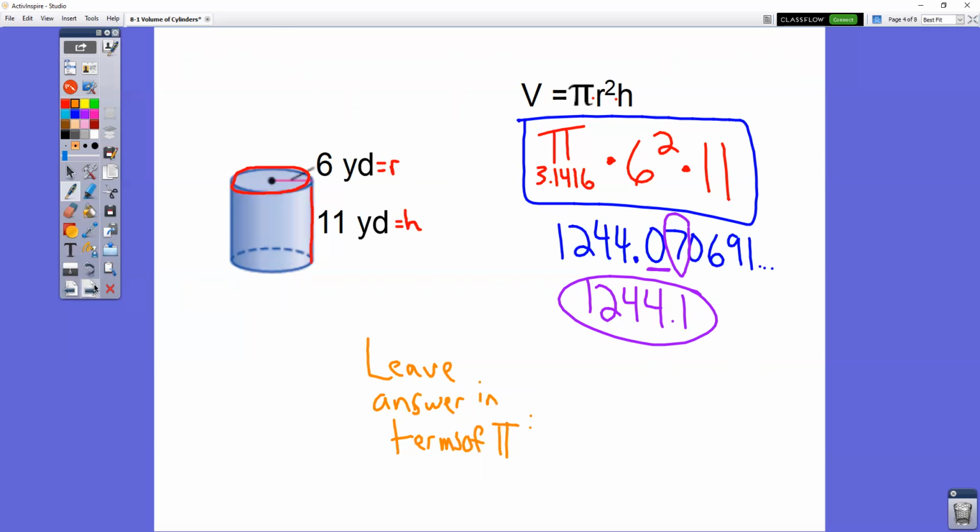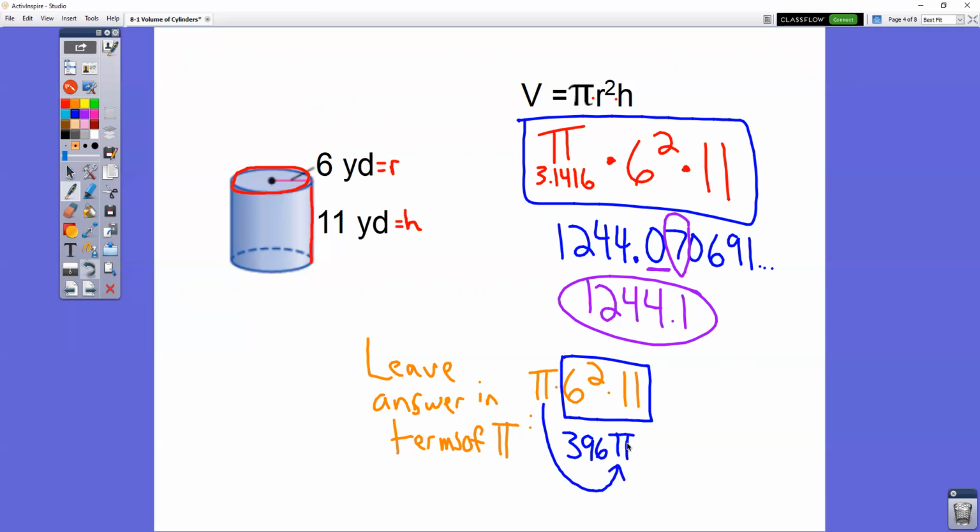So when we go to do this, you're going to type in everything except for the pi symbol into the calculator. So what we're going to type in here is 6 squared times 11. Yes, there is that pi symbol there, but we're not going to type it into the calculator. What you're going to type into the calculator is 6 squared times 11. 6 squared times 11 is 396. And then all that you're going to do is stick this pi symbol at the end.